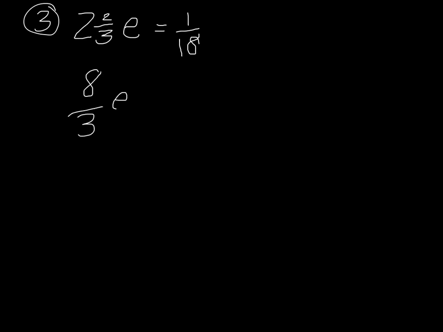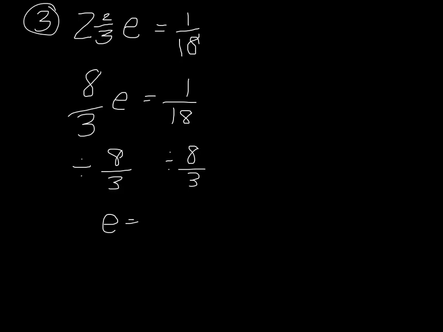Okay, for number 3, we have 2 2/3 E equals 1/18. There we go. First I'm going to circle up. 3 times 2 is 6, plus 2 more is 8/3 E equals 1/18. Again I'm multiplying, so I'm going to divide both sides by 8/3.